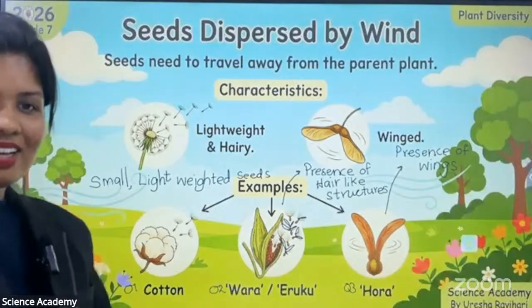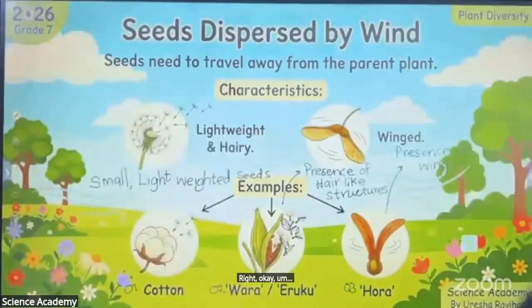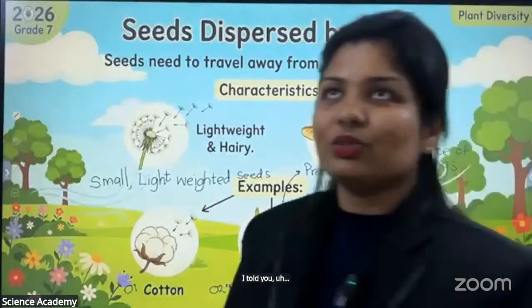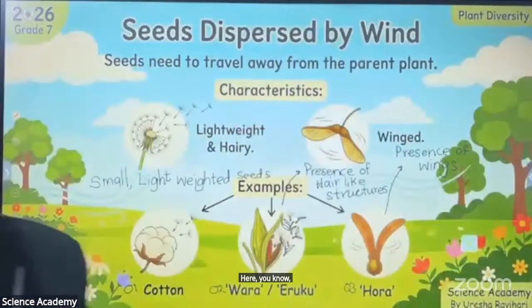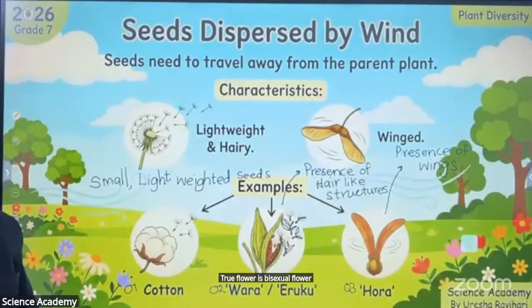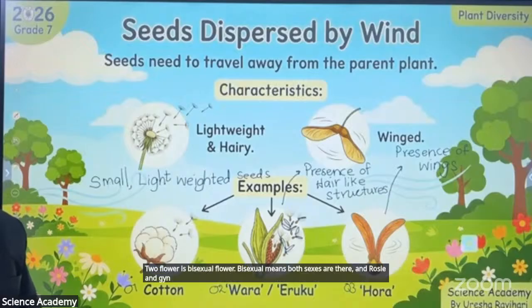Right, okay. Someone is asking a question. You're right. Okay, pumpkin plant, right? So children, pumpkin flowers are monosexual. I told you here, you know, shoe flower is bisexual flower. Bisexual means both sexes are there. Androecium and gynoecium is present, right?